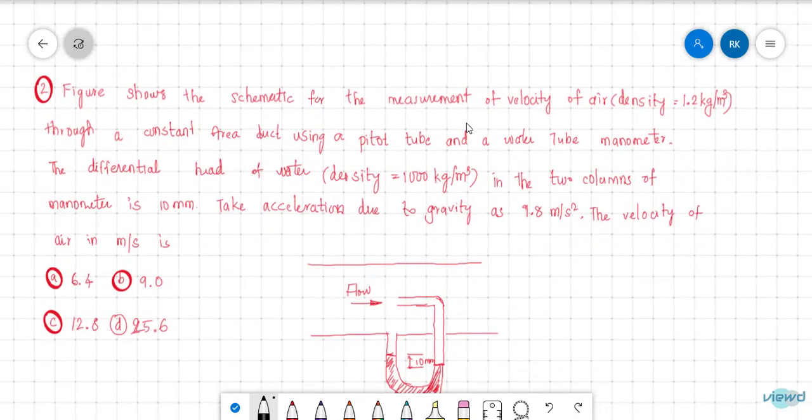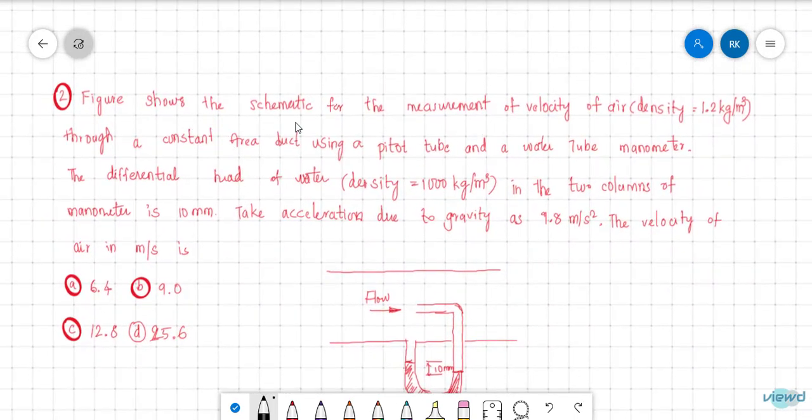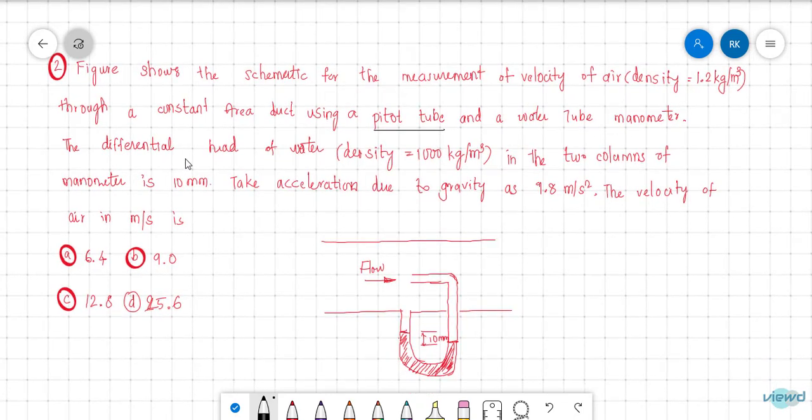And the next question, let us see. Figure shows the schematic for the measurement of velocity of air. So air is flowing in this pipe of density 1.2 kg per meter cube through a constant area duct using a pitot tube. So velocity is measured using which instrument? Using pitot tube and water tube manometer, and the differential head of the water. So manometric fluid is water in this case. So density is equal to 1000 kg per meter cube.